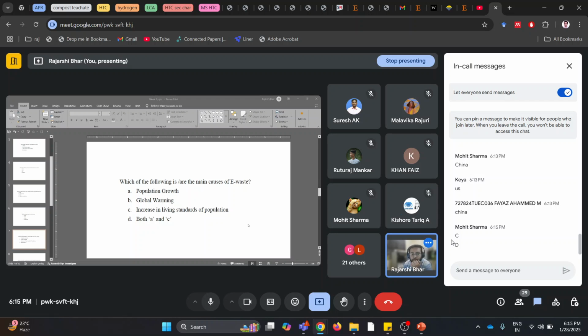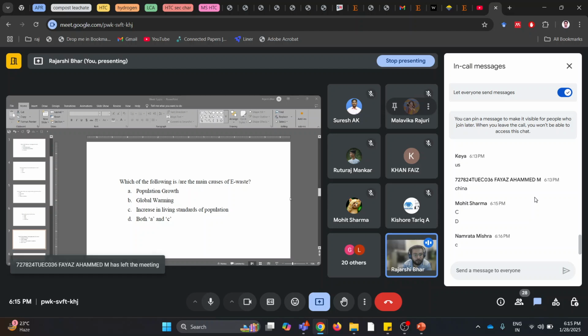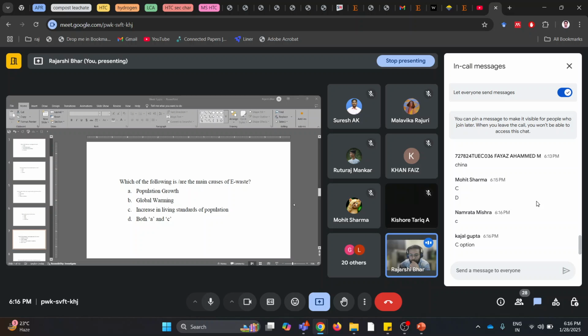Yes. So Mohit Sharma, you have chosen the correct answer. That is option... actually, option C is also correct. So, whosoever is saying option C, that is absolutely true.